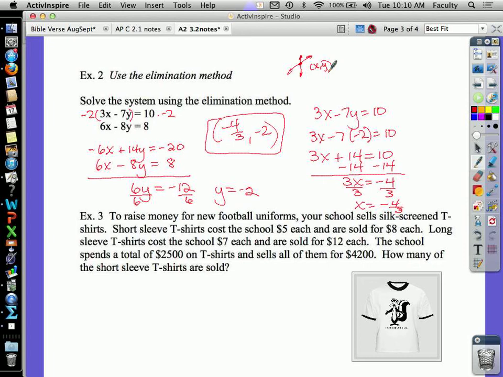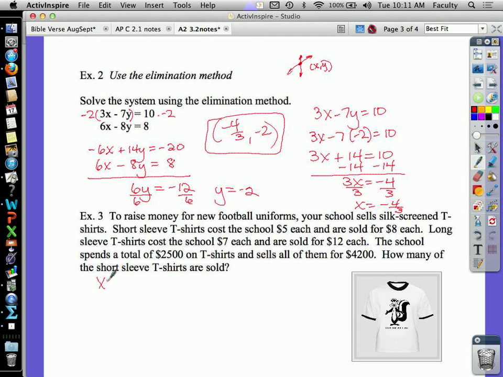All right, now, there are a lot of wonderful applications to systems of equations. So let's look at example 3. To raise money for new football uniforms, your school sells silk screen t-shirts. Short sleeve t-shirts cost the school $5 each and are sold for $8 each. Long sleeve t-shirts cost the school $7 each and are sold for $12 each. The school spends a total of $2,500 on t-shirts and sells all of them for $4,200. How many of the short sleeve t-shirts are sold?